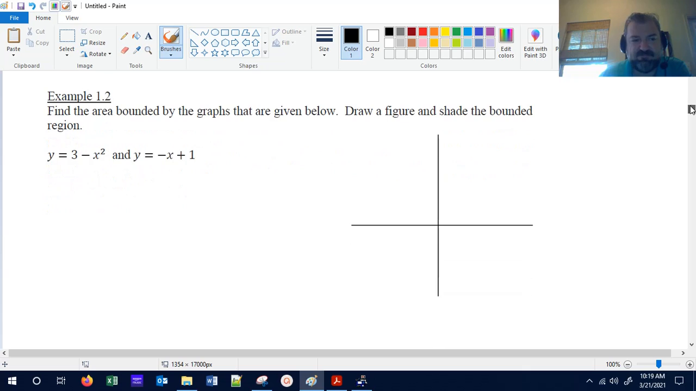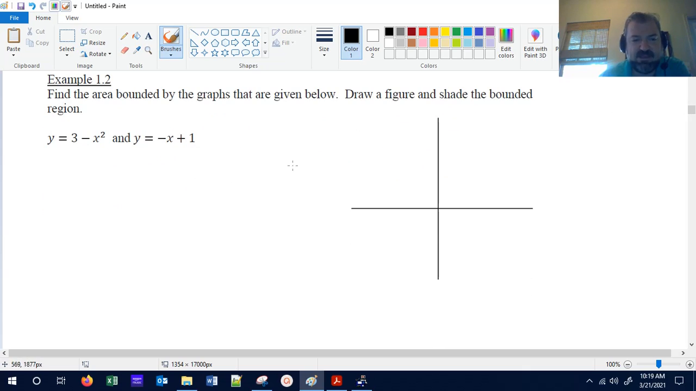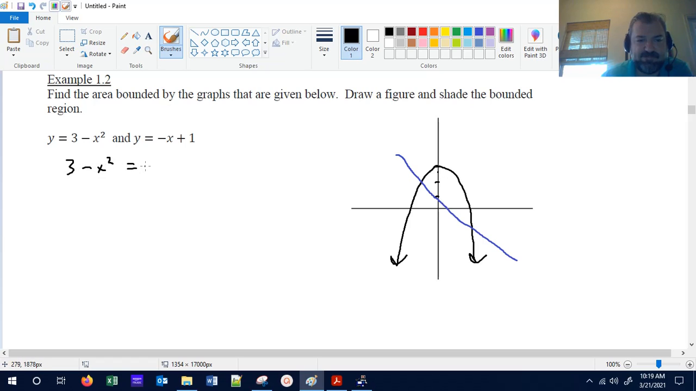All right, let's do the next one. We're going to look at 3 minus x squared and negative x plus 1. So 3 minus x squared has a y-intercept up here at 3, and it's going to open downward. And then negative x plus 1, well, that's clearly going to have some intersection points, so we better go and find those. So let's set them equal to each other. And I get x squared minus x, I think minus 2. So x equals 2 and x equals negative 1.